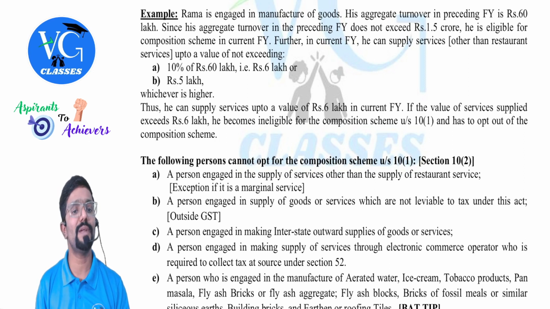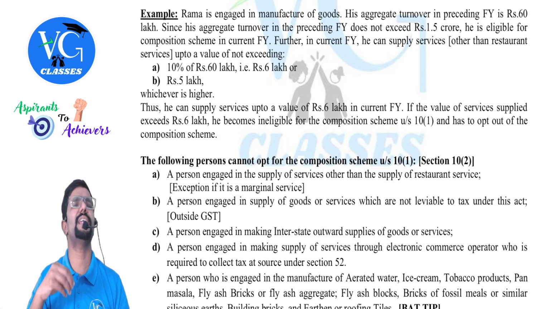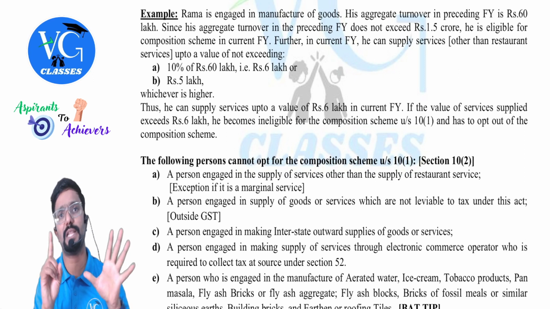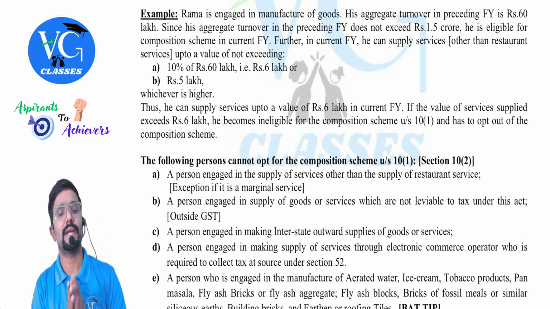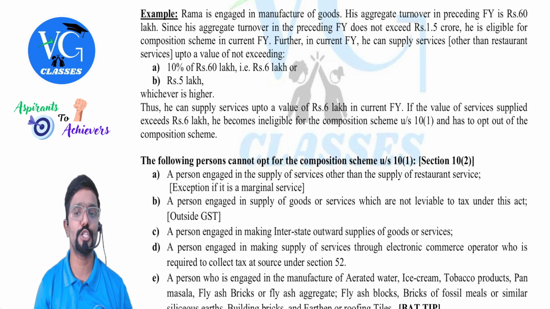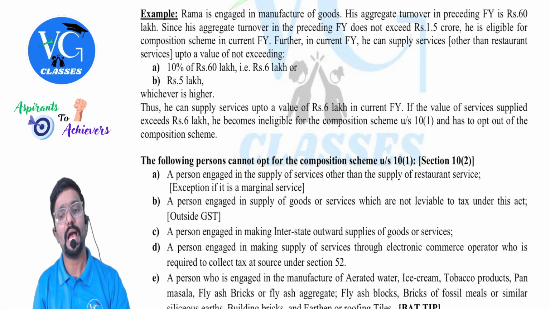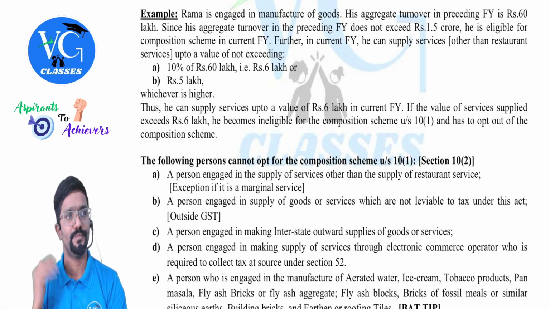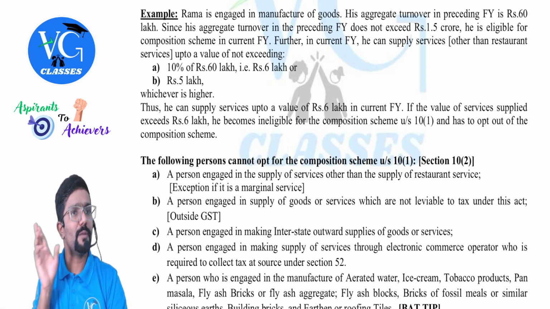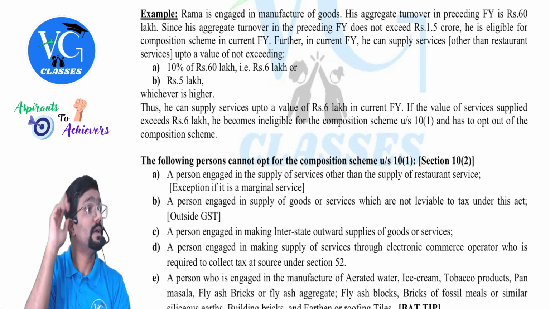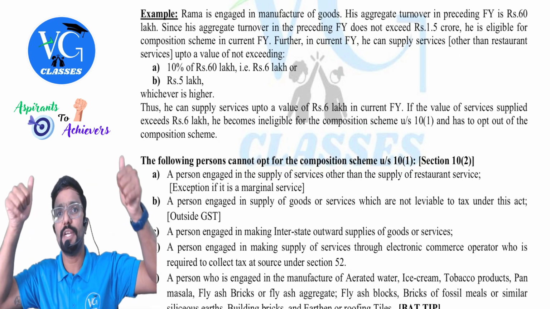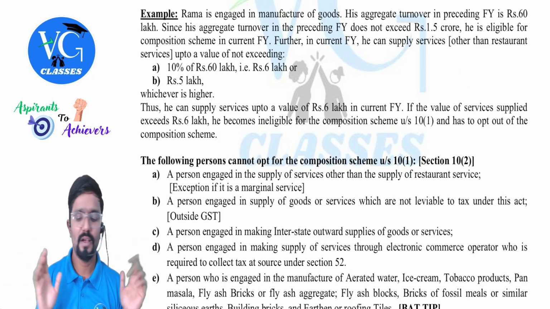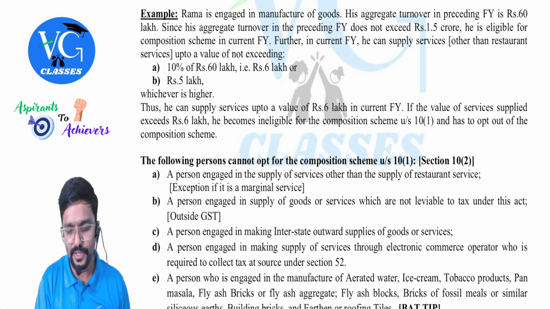If the value of services supplied exceeds 6 lakh, assume let us take it as like legal services. Can he provide legal services in the current year? Yes, up to 6 lakh. What if it crosses 6 lakh? Then he becomes ineligible for composition scheme under section 10.1 and he has to opt out of composition scheme, guys. Immediately, please move out. Only for my legal services or entire business? Entire business. Got it right? Yes, very easy, guys. See, lot of points are there, but very easy. Clear? Yes. I will give one example for this also.